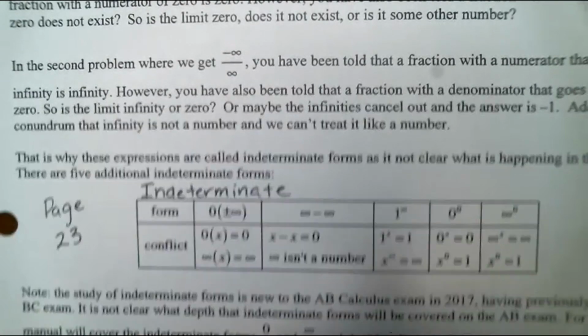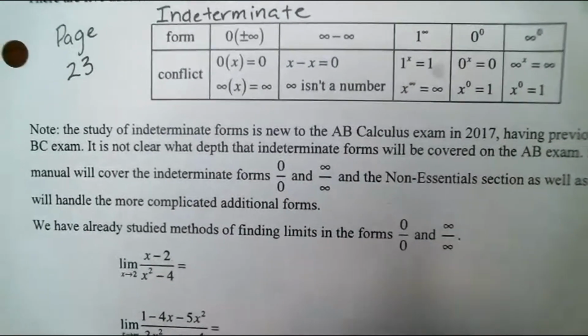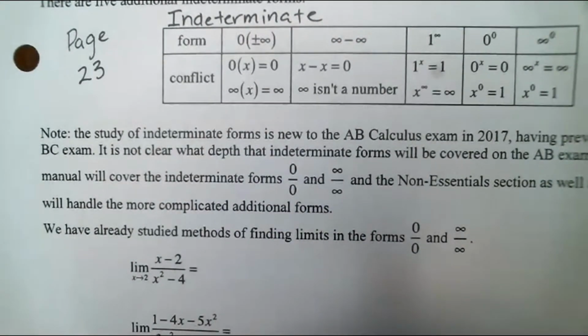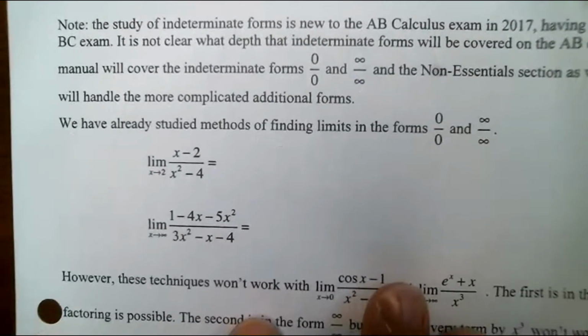All right. So note that the study of indeterminate forms is new to the AP Calculus exam in 2017. Having previously been on the BC exam, it is not clear what depth the indeterminate forms will be covered on the AP exam. For now, this manual will cover the indeterminate forms of 0 over 0 and infinity over infinity. And the non-essential sections, as well as the BC manual, will handle the more complicated additional forms. We have already studied methods of finding limits in the forms of 0 over 0 and infinity over infinity. So, looking at this first problem.